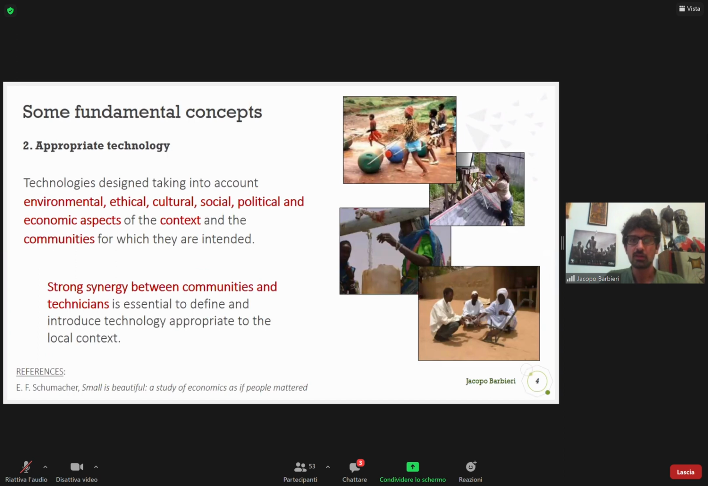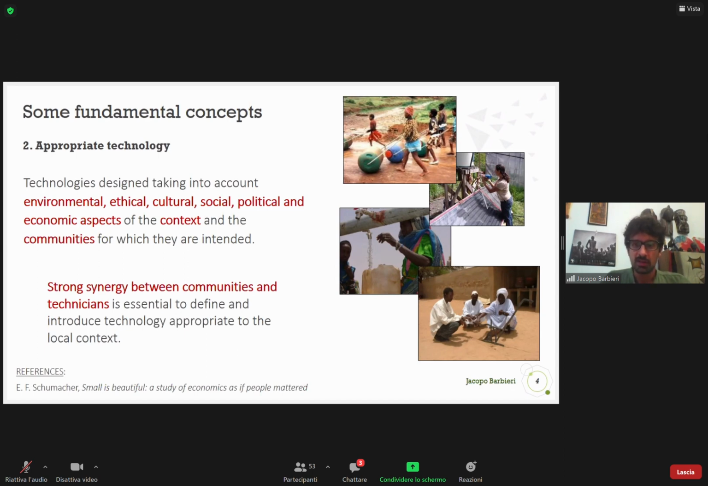A second concept that I want to introduce is the concept of appropriate technology, which is fundamental in a context of international cooperation. Now, what does it mean? What is an appropriate technology? Technology is appropriate when it is designed taking into account environmental, ethical, cultural, social, political, and many other aspects from the local context.